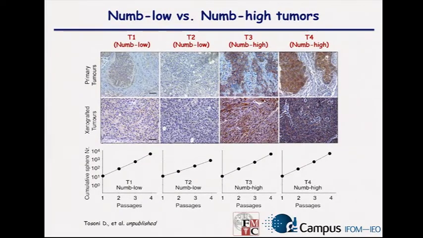Well, you said this is all good in a model system, but what happens in real tumors? Well, in real tumors, exactly the same happens. Here we took a number of tumors, I'm showing you 4. 2 are NAM negative, as you see in the staining, 2 are NAM positive.